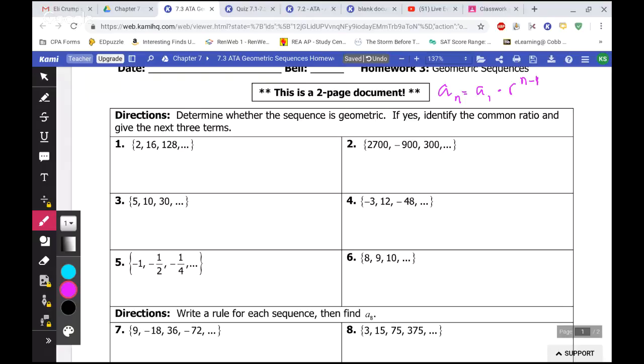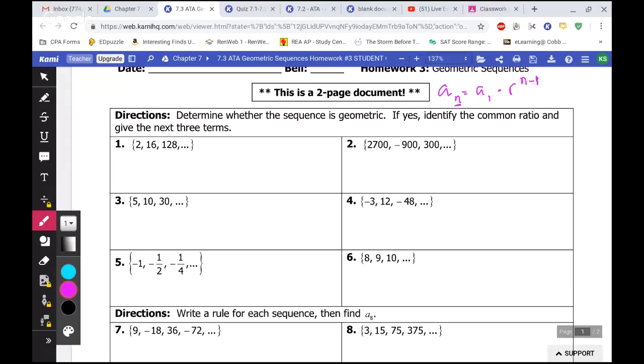If you're being asked about the 8th term, then this n minus 1 would be 8 minus 1. The reason is you're already incorporating the value of that first term by saying A sub 1. But let's take a look at a couple of them and walk through that and see what that looks like.